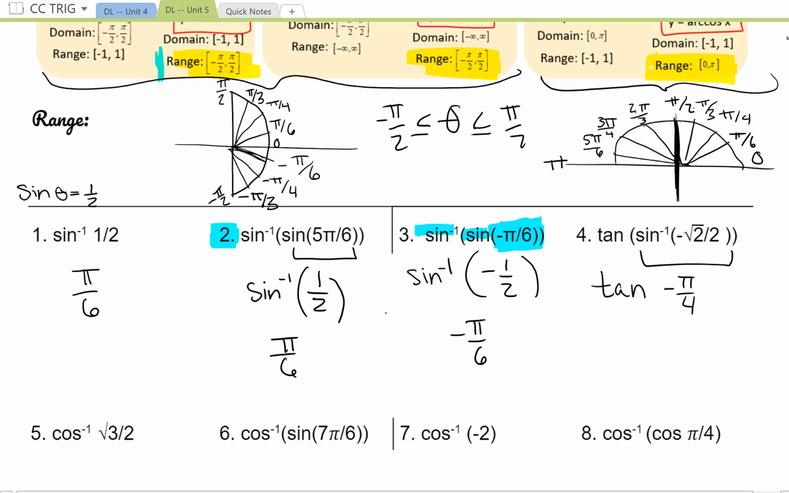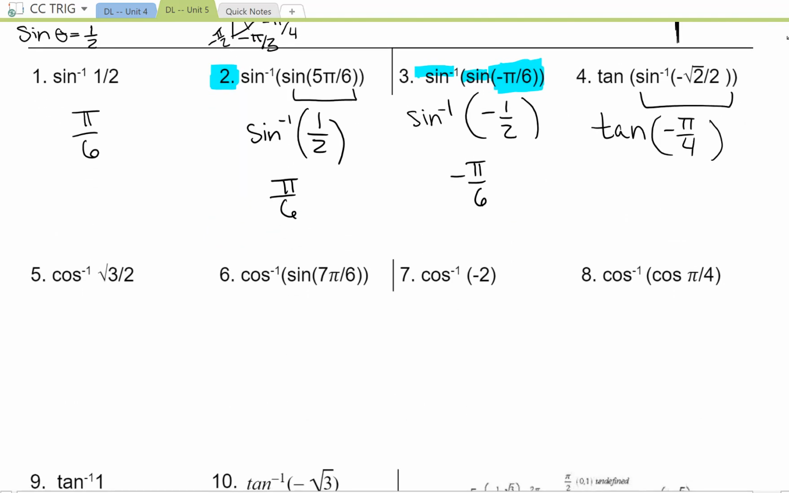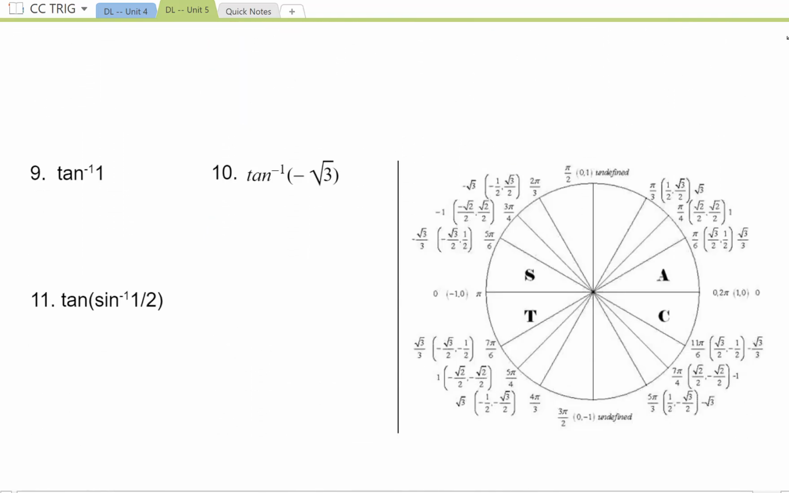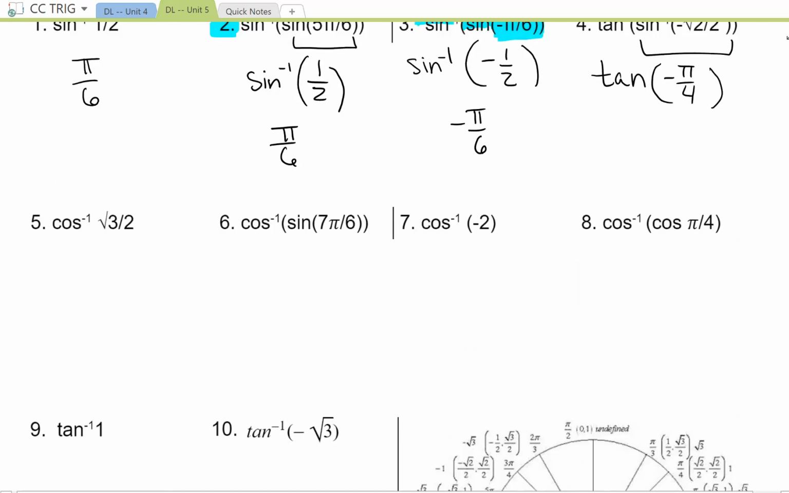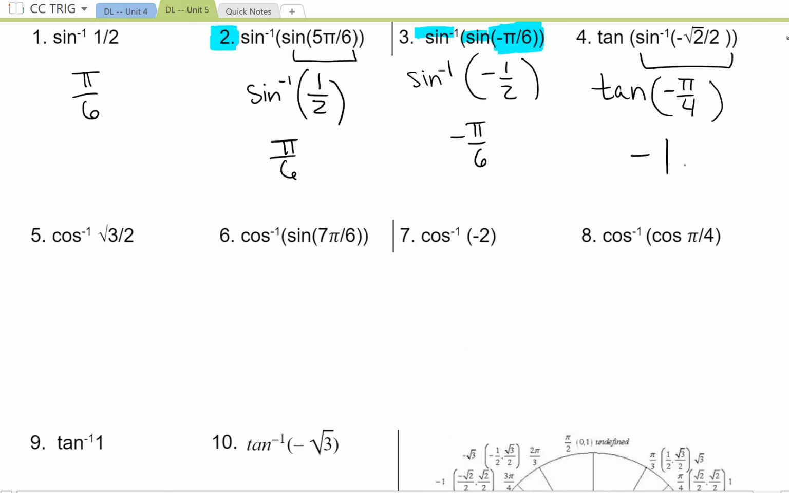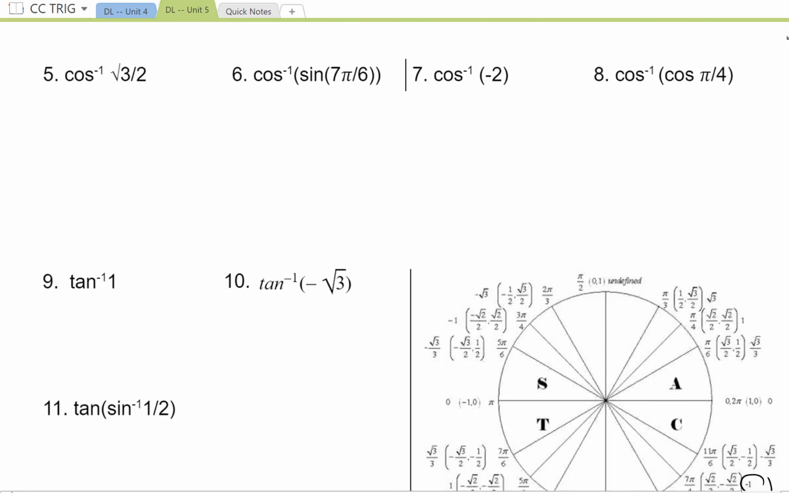And now we're going to find tangent of negative pi/4. I know that negative pi/4 is the same as 7 pi/4. So I go to the y over x, to the tangent value. That's negative 1. When they're asking for inverse, they want to know the angle. When they're asking for regular trig, they want to know the ratio.